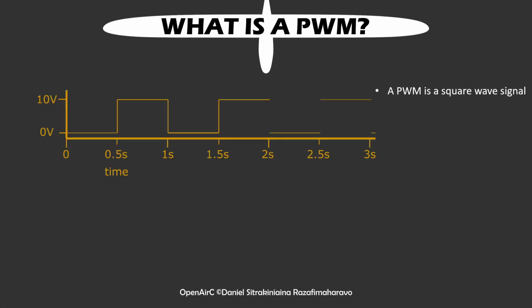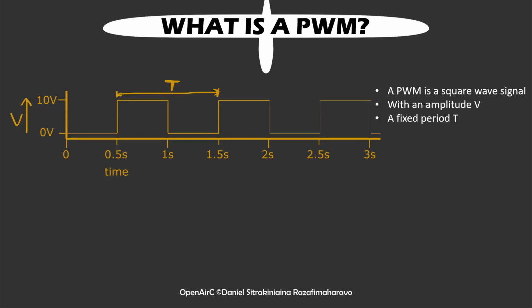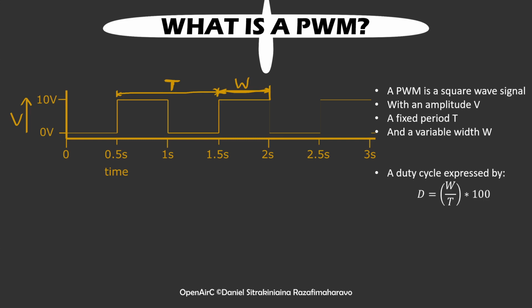A PWM is a square wave signal with an amplitude V, a fixed period T, and a variable width W. The ratio between the width and the period is called duty cycle and expressed with D equals W over T times 100. And from then we can calculate the average output voltage of our PWM with V_avg equals D times V over 100.